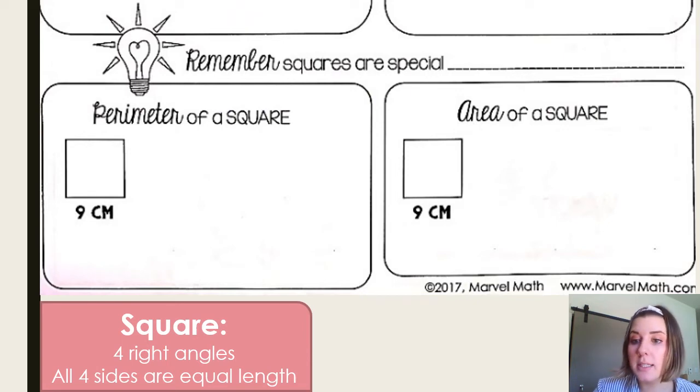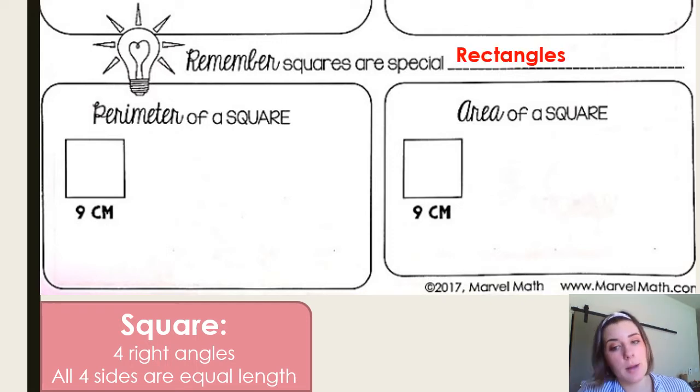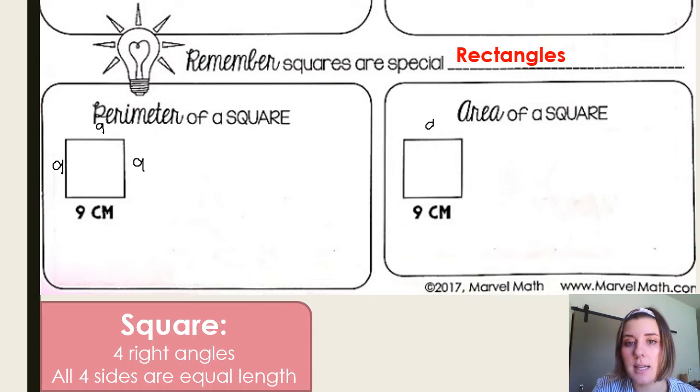Remember, when we're finding the area and perimeter of rectangles, the squares are special rectangles. Now, what makes them special? They're special because the 4 sides of a square are all the same length, whereas a rectangle, it's not like that. So if I were to label the sides of this, if I know one side of a square, that means I know all the other sides because it's the same. So I know all 4 of these sides are 9 centimeters.